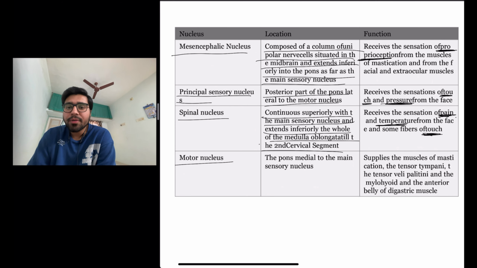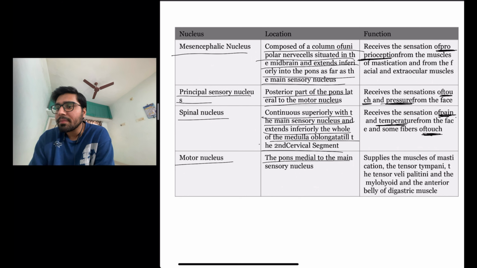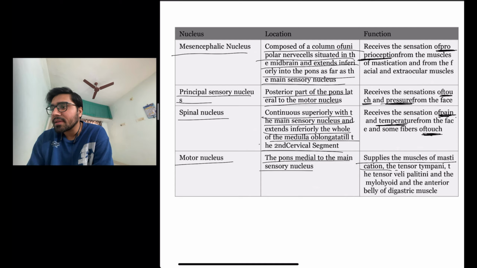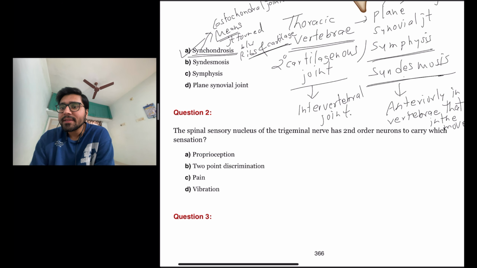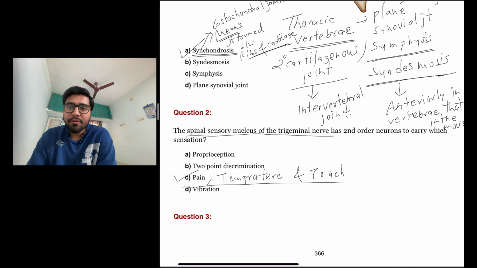And the motor nucleus of trigeminal nerve is located in the pons medial to the main sensory nucleus, and it supplies the muscles of mastication, the tensor tympani, the tensor veli palatini, the mylohyoid and the anterior belly of digastric muscle. Means motor supply is provided by the motor nucleus of trigeminal nerve. So the spinal sensory nucleus of trigeminal nerve is responsible for pain. Other functions are temperature and touch. It carries these sensations from the face.